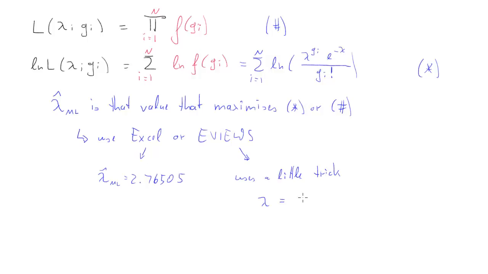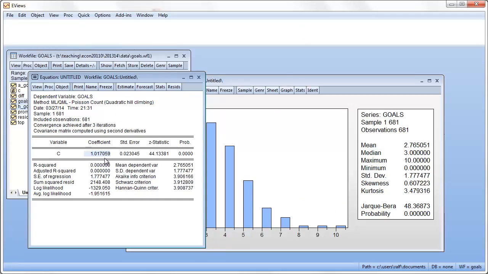It models the lambda not directly but as the exponential of some value c. And why is that useful? Well, because that c, this is the one which is reported in eViews, could be positive or negative, and that has advantages for the estimation. So it could be negative, but even if it's negative, the lambda is positive since we send the c through the exponential function.